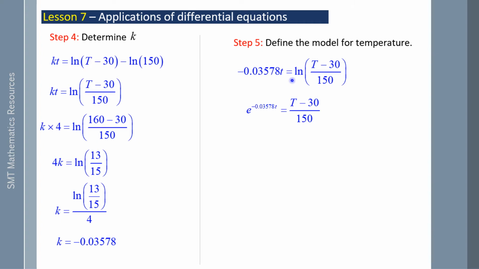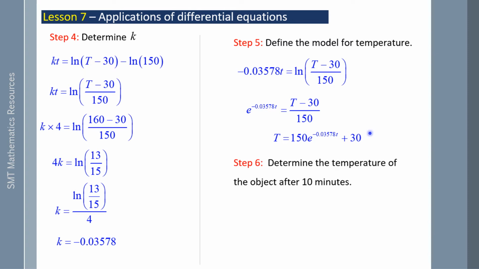To isolate this, we want to make an equation where capital T is the subject. So therefore, we have e to this power equals (T - 30) over 150. We can multiply both sides by 150, then add 30. Now we have a model for temperature. It's in the form of an exponential equation that is decreasing due to the k value.